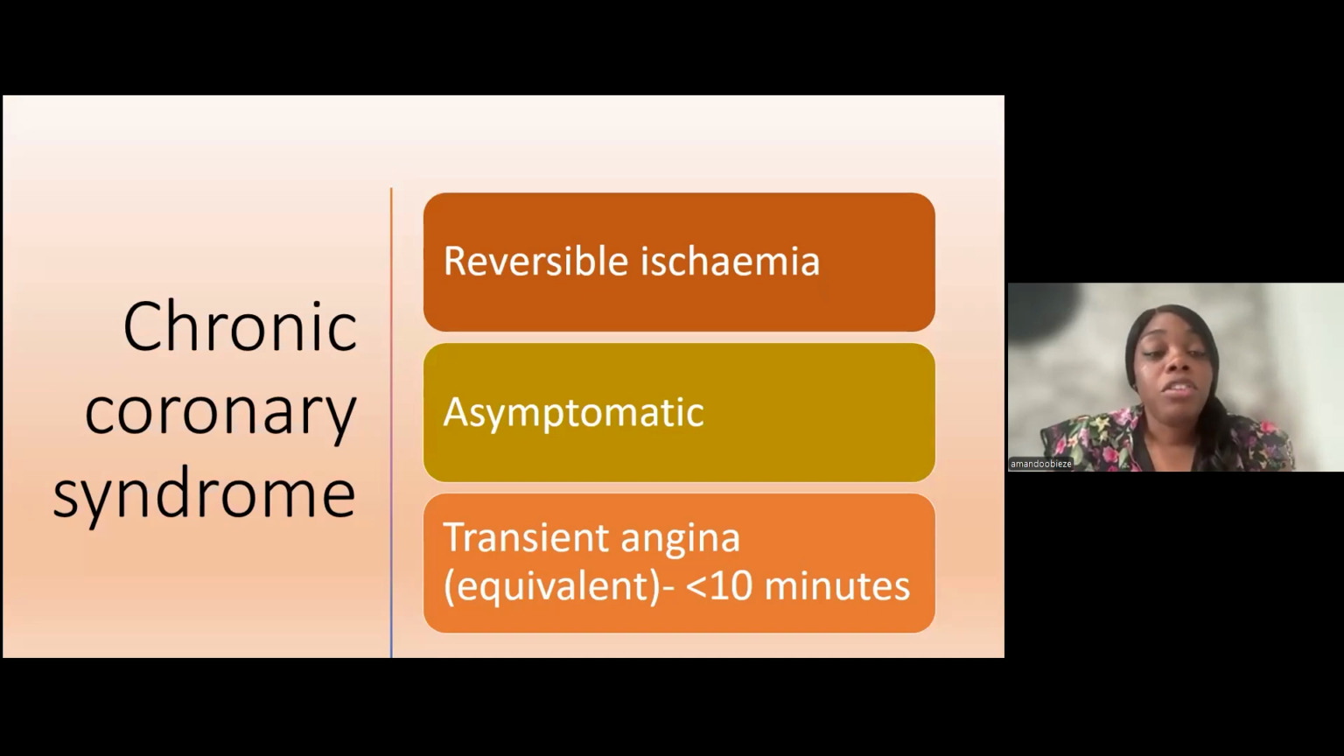So for the patients presenting with chronic coronary syndrome, it's characterized by reversible ischemia. And some people might have an asymptomatic presentation where this is occurring and they don't actually have any symptoms. But the typical thing with it is that if they do have angina, these symptoms tend to be less than 10 minutes and would resolve. Next, please.